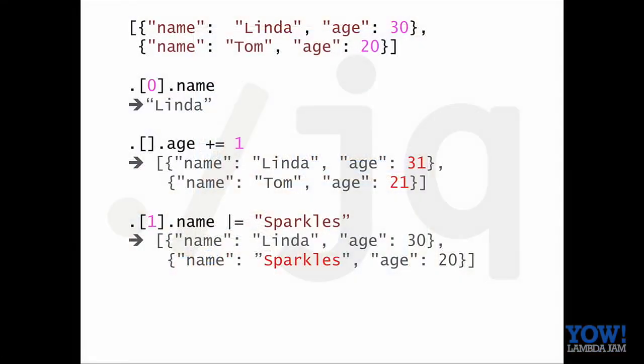You know exactly what that does. Even if you've never seen JQ before, you know exactly what that does. 0 is the index, then dot name, and you get back Linda. Dot, brackets, dot age plus equals 1. So the brackets with no index in there just select all of them at once, just like a traversal.